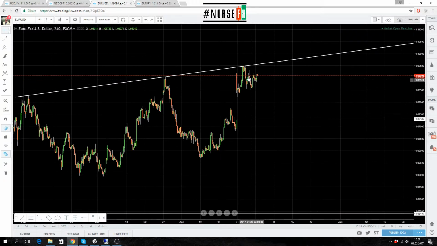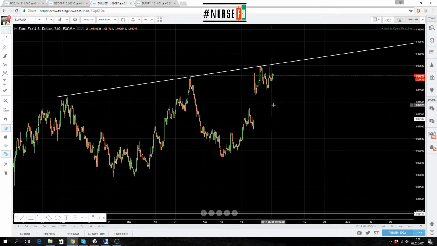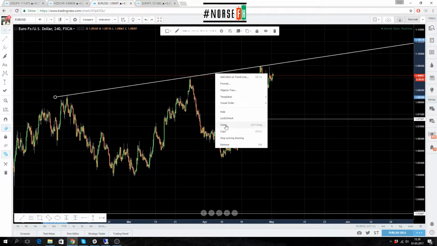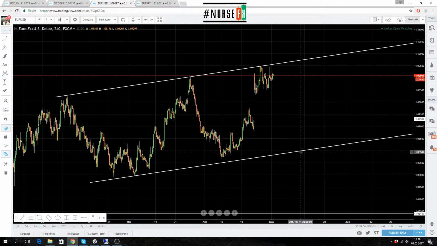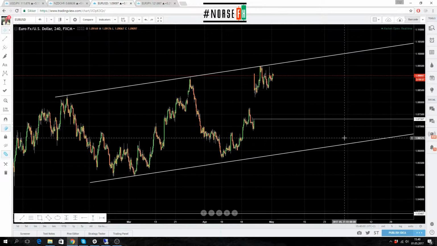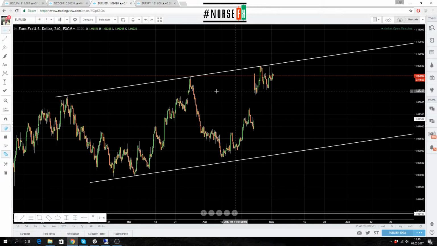I'm already short from the third touch itself, stage 1, and my target is the gap fill itself. You can also clone the upper trend line itself and go for an extended target all the way down here between the 106 and 106.50, depending on when it hits or if it hits at all. So that's my trade plan for the euro.